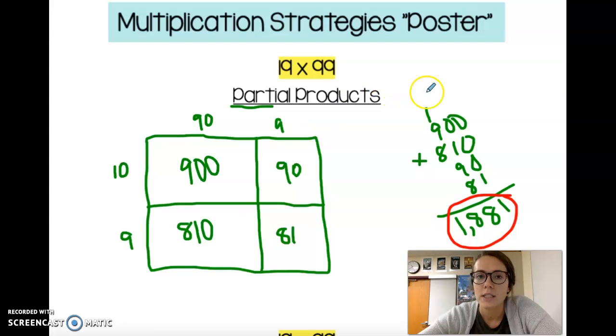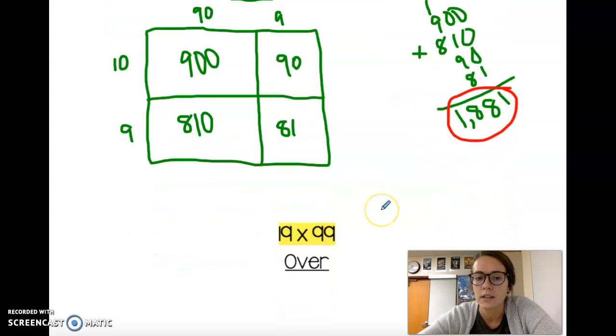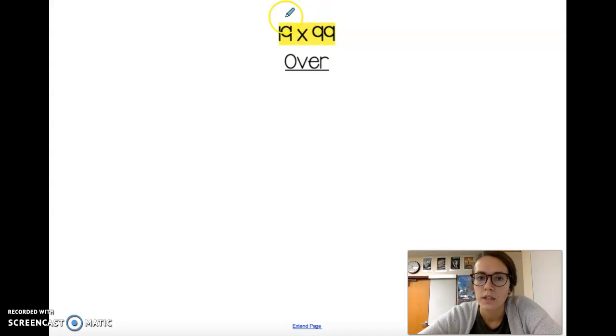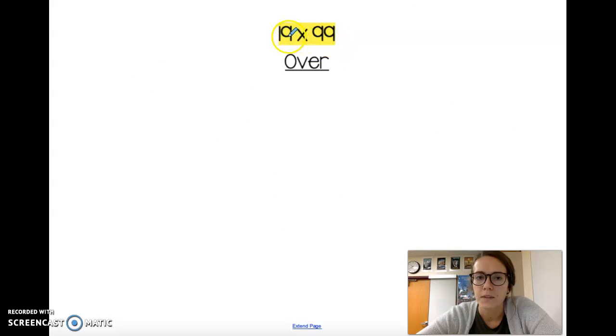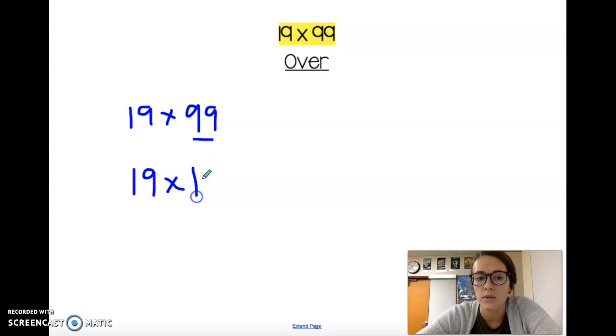All right, let's go to the next strategy then and see if it works as well. We're going to do the same problem, so we'll be able to see if we did them both correctly. 19 times 99, and this time we're going to use an over strategy. So when I write this down, 19 times 99, I see that one of my numbers is really close to a super simple number to multiply by. 99 is so close to 100. So I'd rather just multiply 19 by 100 because it's way easier.